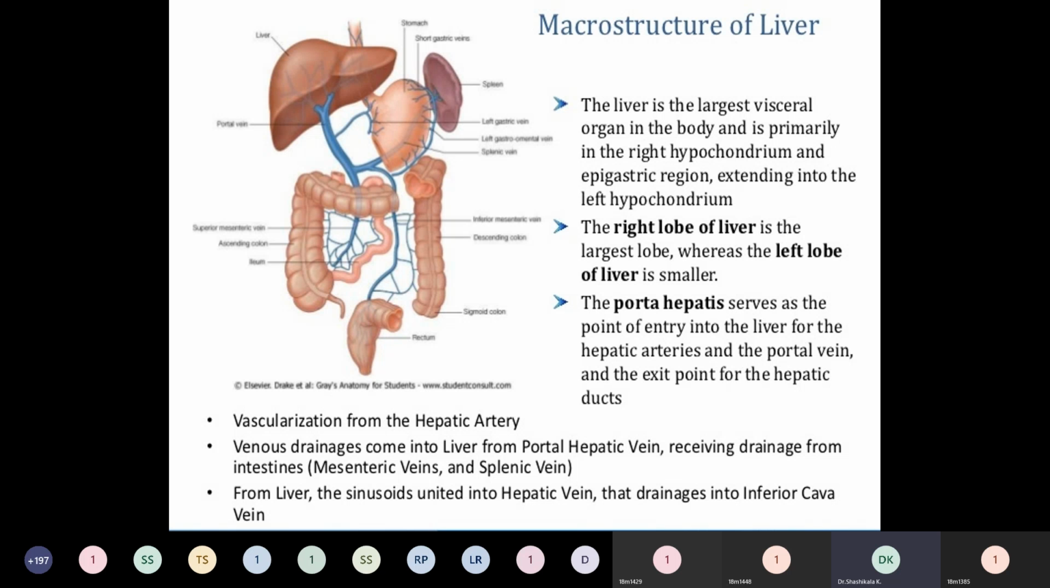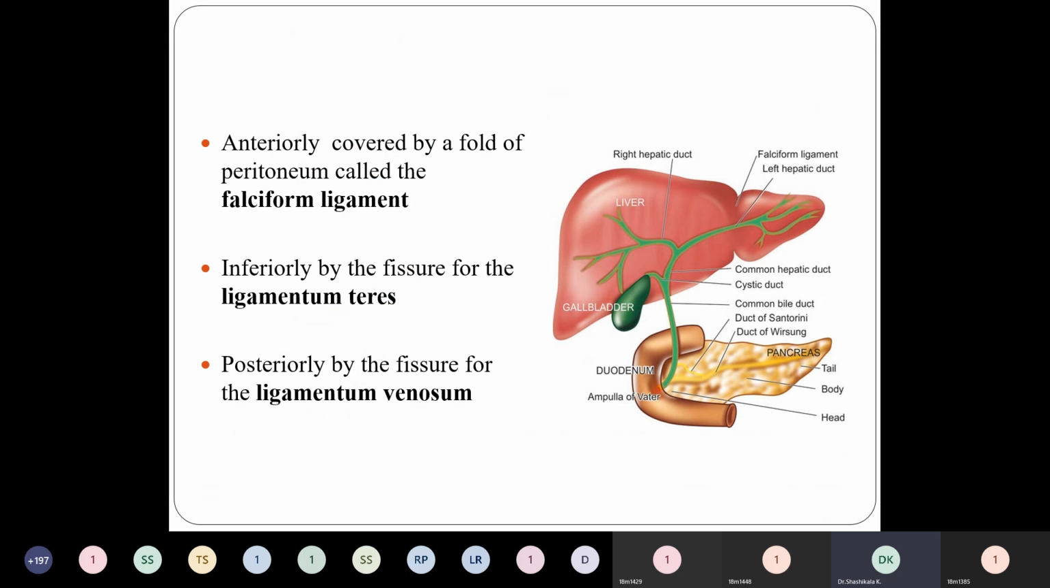So you have the hepatic artery being the blood supply and the venous drainage. From the liver you have the sinusoids, which unite with the hepatic vein that drains into the inferior vena cava. So you have the ligaments. Anteriorly it is covered by the fold of peritoneum called the falciform ligament, inferiorly by the fissure for the ligamentum teres, and posteriorly by the fissure for the ligamentum venosum.